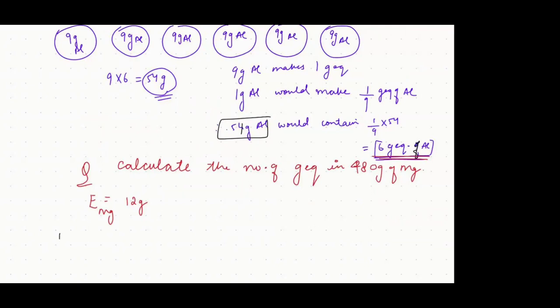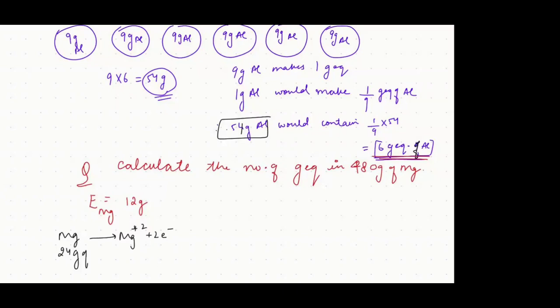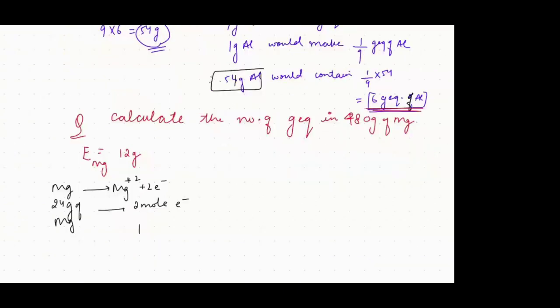So we calculated that magnesium's atomic mass is 24, and it forms Mg2+ by losing 2 moles of electrons. Are you understanding? So 24 grams of magnesium loses 2 moles of electrons. So 1 mole of electrons will be lost by how much? 24 grams by 2, the molar mass by valency.